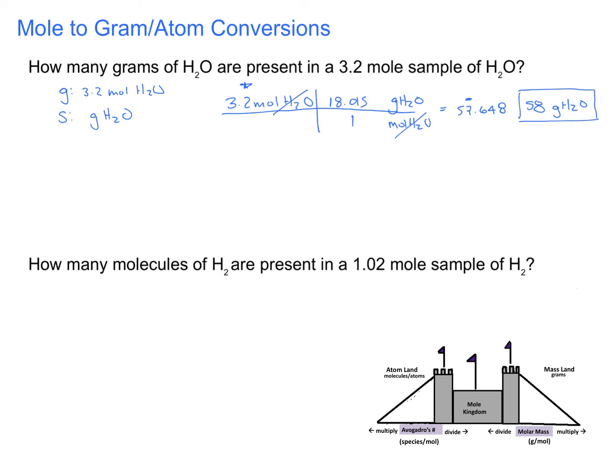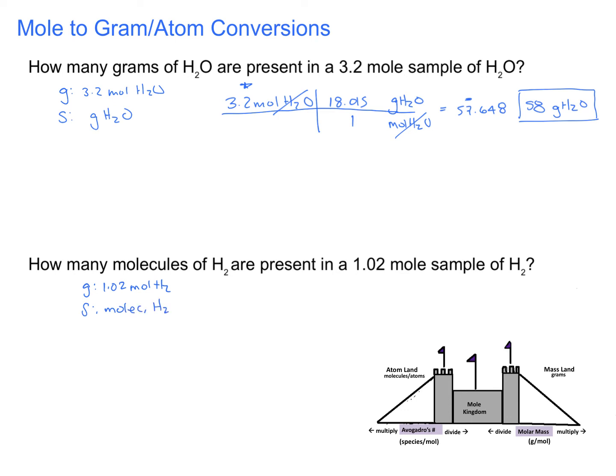And that's exactly what we want to be solving for in this particular problem. Now that we've gone ahead and converted from moles to grams, now we're going to look at this next problem. Okay, so this next problem asks us how many molecules of H2 are present in a 1.02 mole sample of H2. So my given here is going to be the 1.02 moles of H2. And my solve for is molecules of H2.